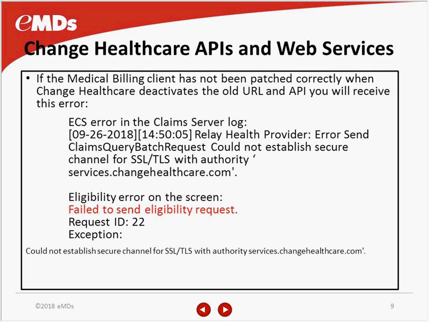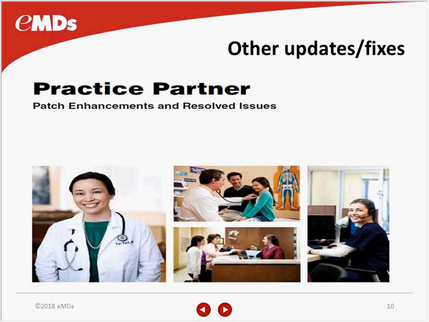If the client has not been patched correctly when Change Healthcare deactivates the old URL and API, you'll receive this error that's showing right in here, the ECS error in the claim server log. So it's going to tell you that it's not there. Understand that if that happens, then it hasn't been patched correctly. So you'll have to contact support to get that updated. So it's a good time to think about that and get it updated.